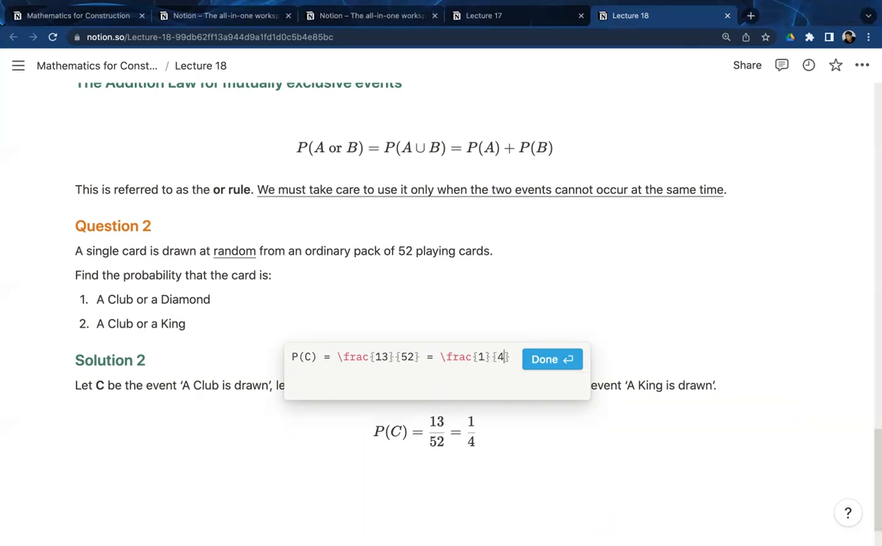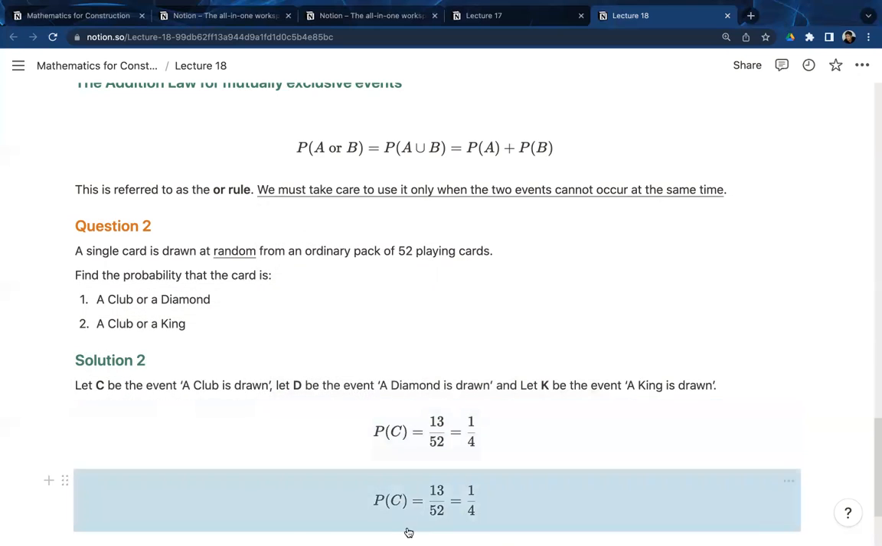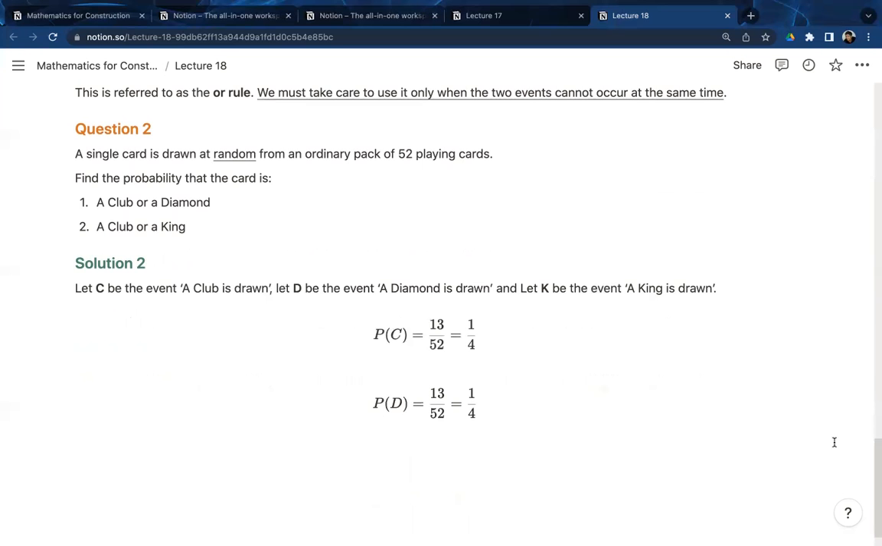So you have 4 suits, right? So the chance you get one suit is a quarter, right? You could duplicate this. The same thing exists for D. What's the chance again of a diamond? A quarter of the cards are diamonds, right? There are 4 suits, an equal number of each one. So P of D is that.